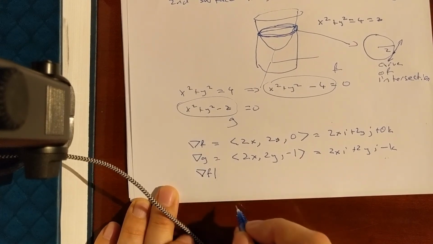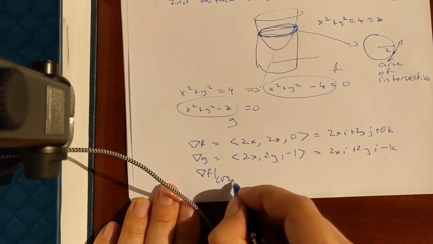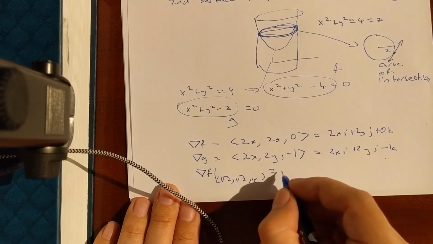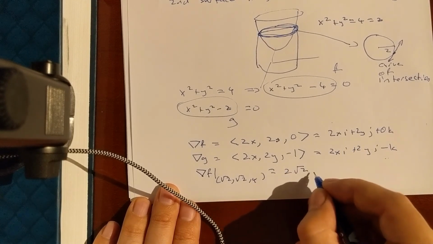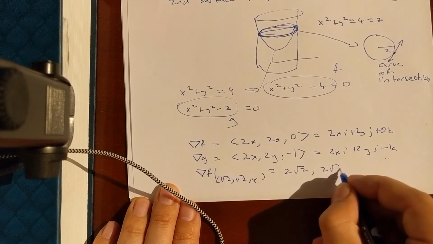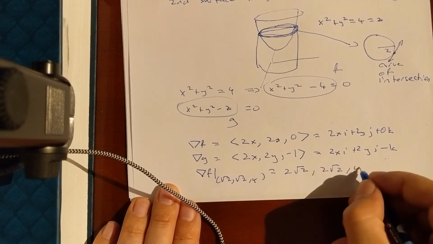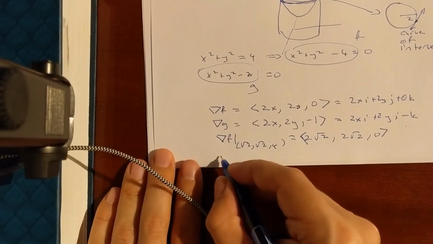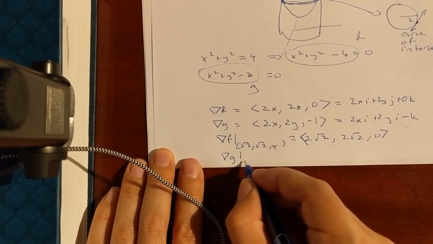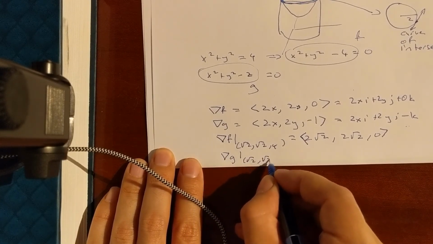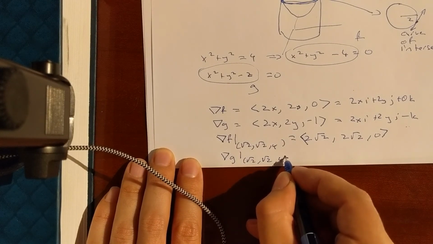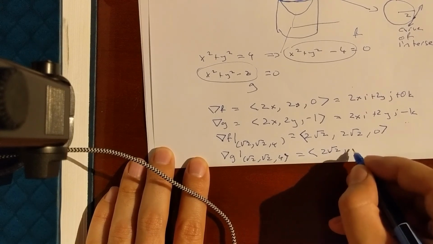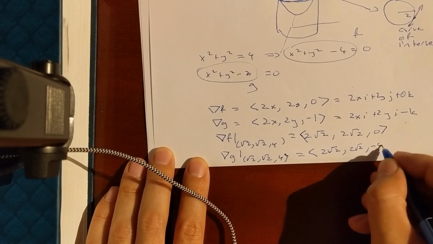Let's evaluate these guys. Gradient of f evaluated, our point was square root 2, square root 2, 4. Let's evaluate it. What do we get? We get 2 square root 2, 2 square root 2, and basically nothing, 0. We get this guy. Okay, and finally, if we evaluate the gradient of g at square root 2, square root 2, 4, we get, again, 2 square root 2, 2 square root 2, but this time we're going to get a minus 4.